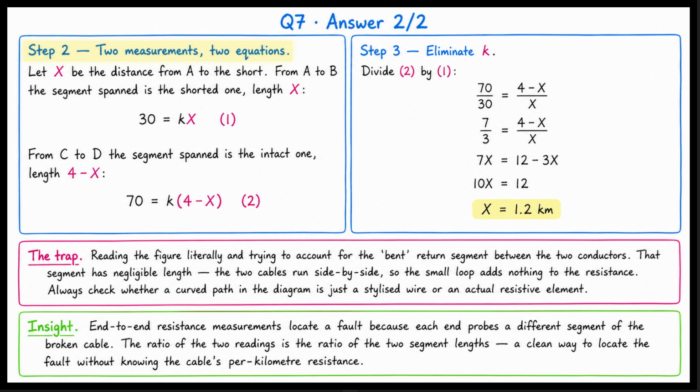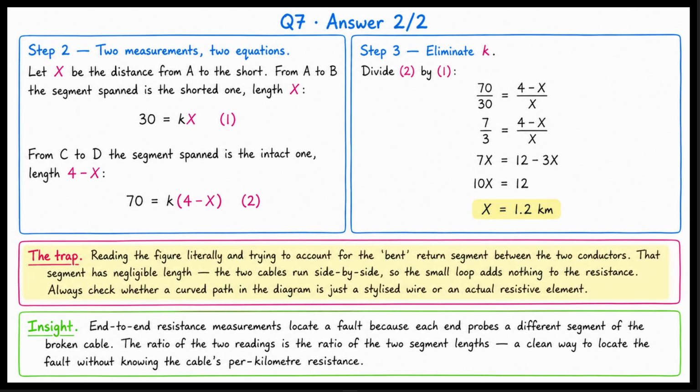Step 2. 2 measurements, 2 equations. Let x be the distance from A to the short. The A to B measurement probes the shorted segment of length x, so 30 equals kx. The C to D measurement probes the intact segment of length 4 minus x, so 70 equals k times 4 minus x. 2 linear equations. Step 3. Eliminate k. Divide equation 2 by equation 1 to get 70/30, which is 7/3, equal to (4 minus x) over x. Cross multiply. 7x equals 3 times (4 minus x) equals 12 minus 3x. So 10x equals 12 and x equals 1.2 km.